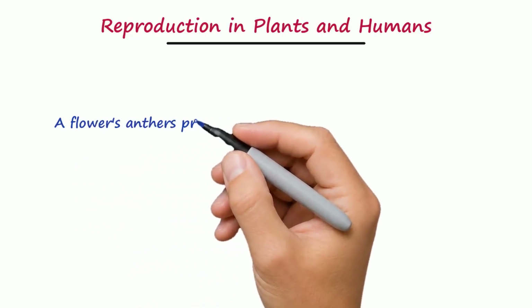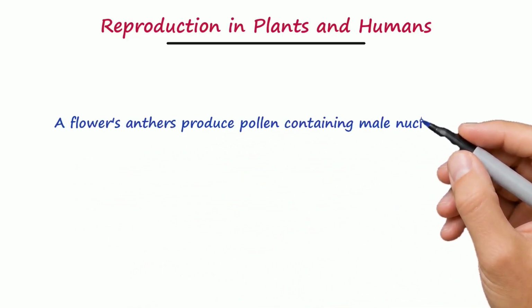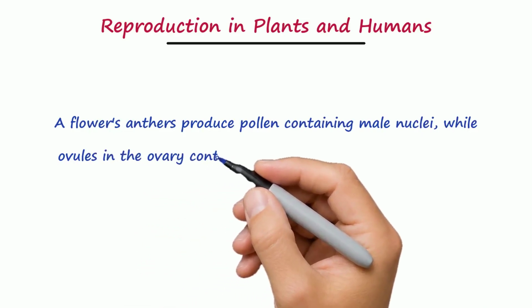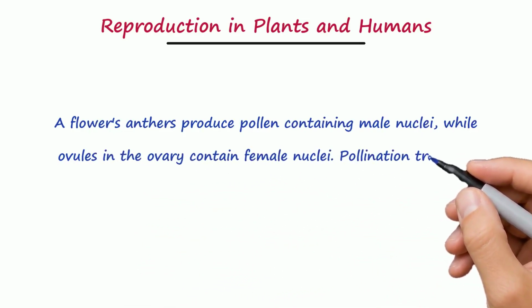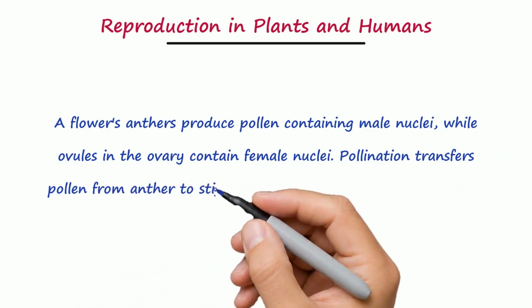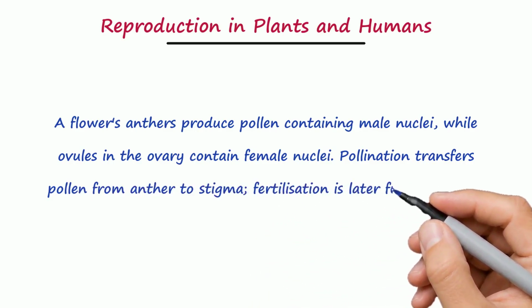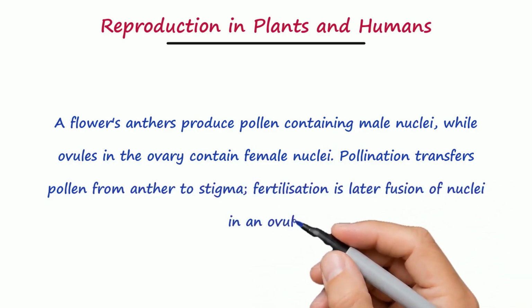A flower's anthers produce pollen containing male nuclei, while ovules in the ovary contain female nuclei. Pollination transfers pollen from anther to stigma. Fertilization is later fusion of nuclei in an ovule.